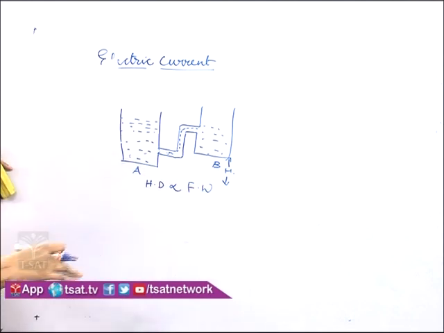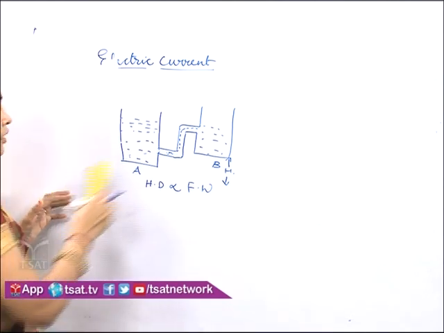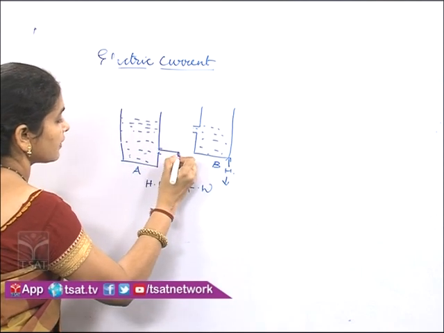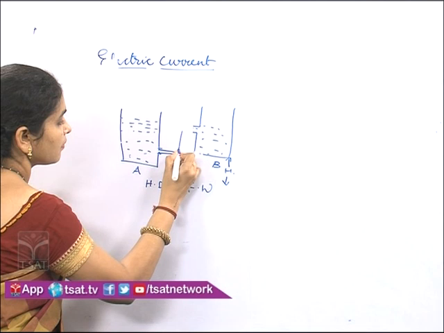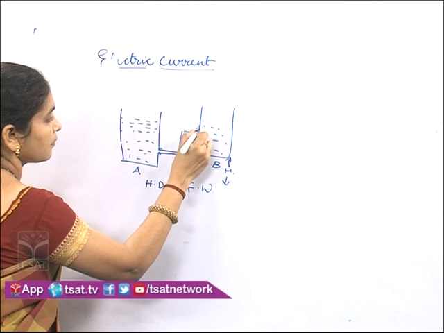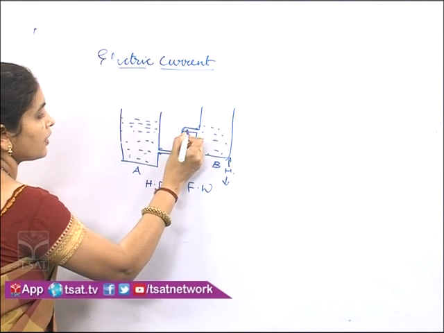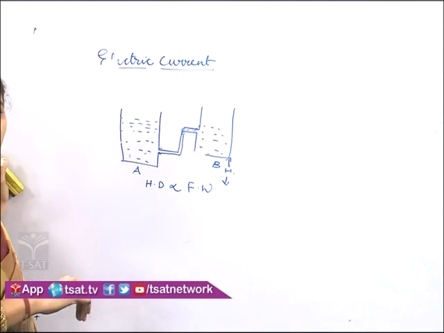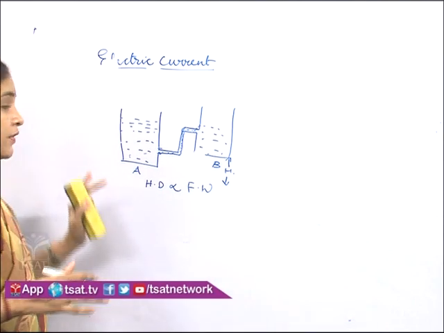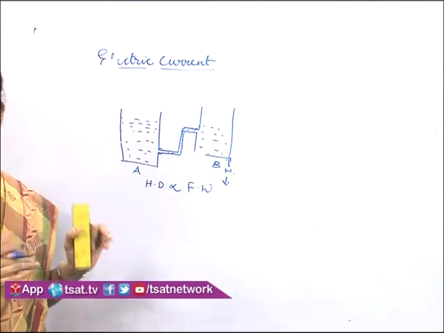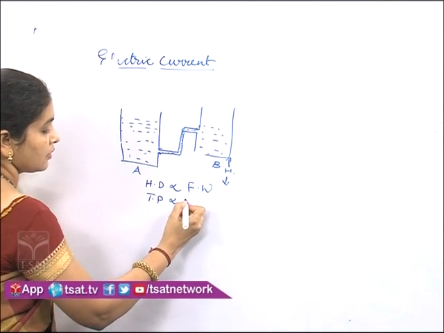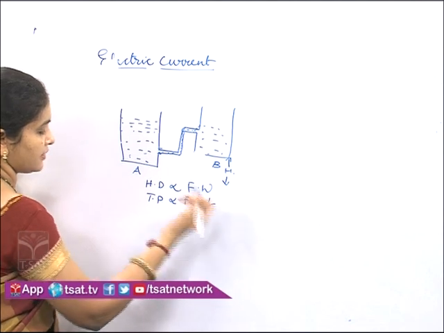Children, let us see another situation. What happens if we make this pipe thinner? The flow of water becomes slower when we make the pipe thinner. It means the thinner the pipe, the flow of water decreases.